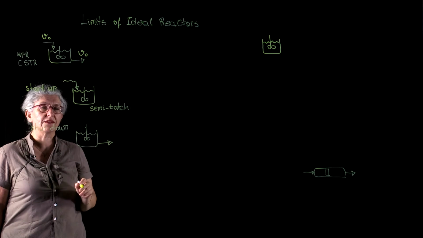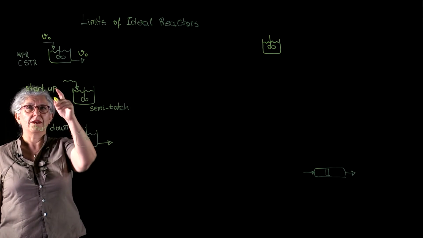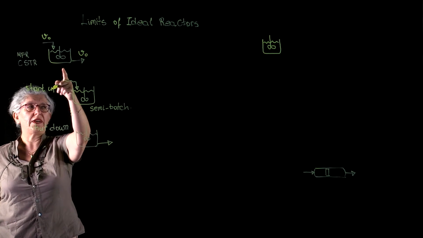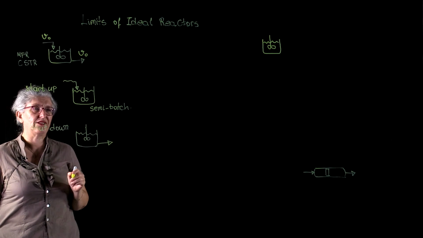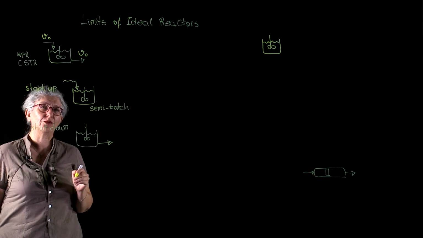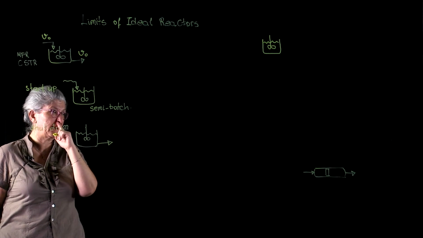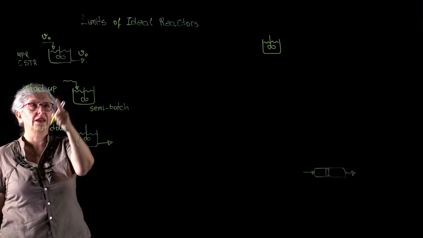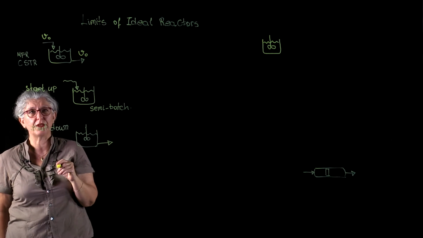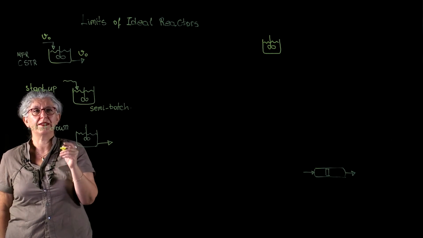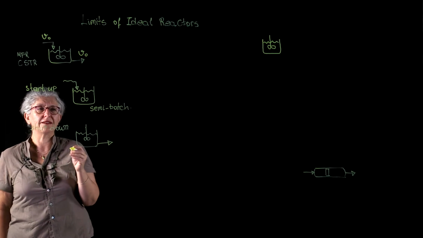So when we just close one of the inlets or outlets, we are moving away from a mixed flow reactor. We're moving closer to a batch reactor, and we call this a semi-batch reactor. So this is one end of the limit of the ideal operation of a CSTR.